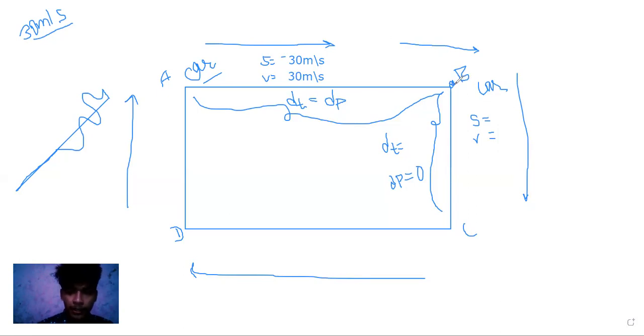Is that car moving to right? Up to B from this point, is the car moving to right or not?